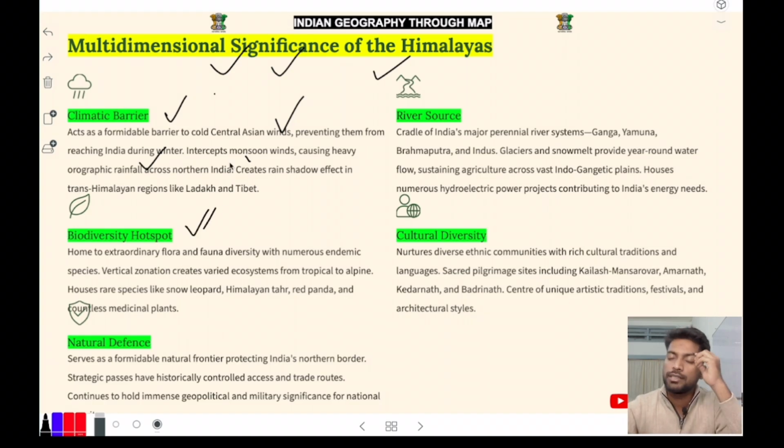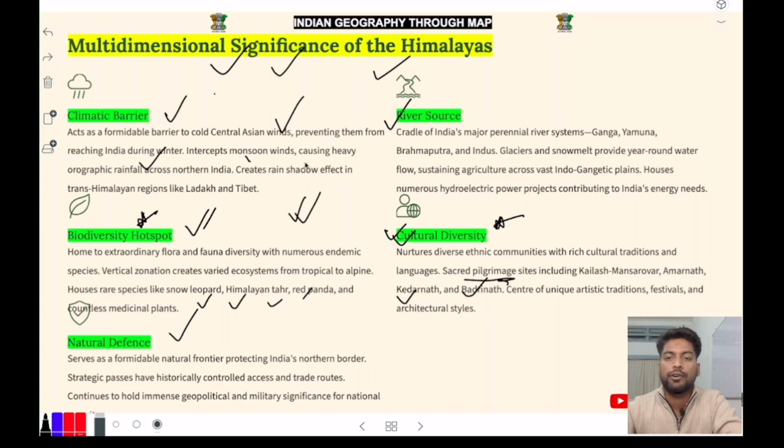Biodiversity hotspot. You see lots of hotspots, places like East, Northeast India is a biodiversity hotspot. We need biodiversity hotspots to maintain the biodiversity, to maintain the environment. You'll see lots of animals there. Natural defense, sometimes it acts like a border. River source, lots of rivers originate from Himalaya. Cultural diversity, you'll see lots of cultural and pilgrimage sites, Kedarnath, Badrinath, festivals, lots of things. Himalaya has significance, so you can write all of this in your mains examination with a map, not without a map.